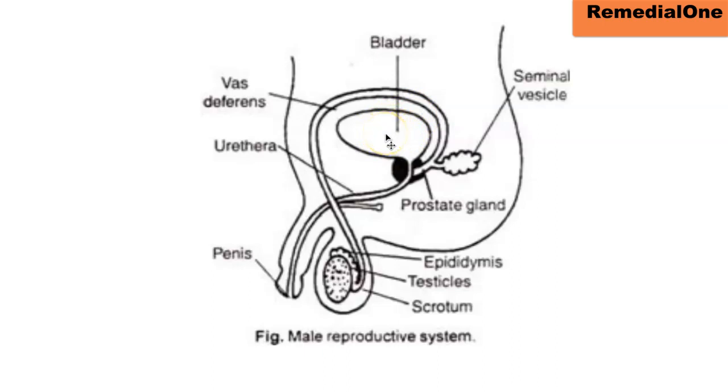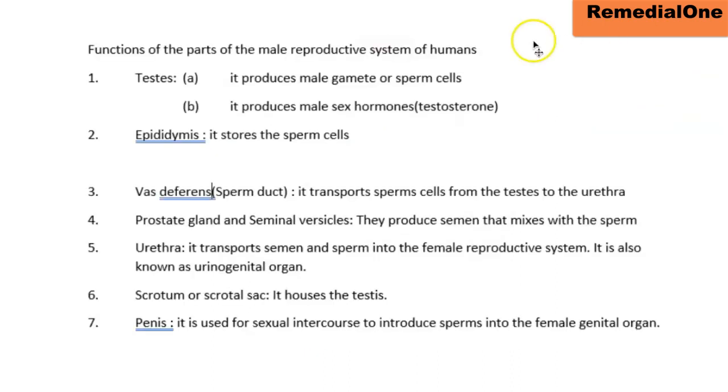Now let's look at the functions of the various parts labeled here. Now, when you take the testis, it has two main functions. One is that it is the organ which produces the male gamete or the sperm cells, or you may call it spermatozoans. So it is the testis which is responsible for the production of this male gamete. Apart from that, the testis is also responsible for producing male sex hormones.